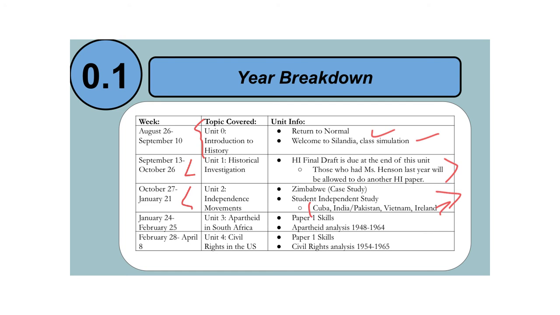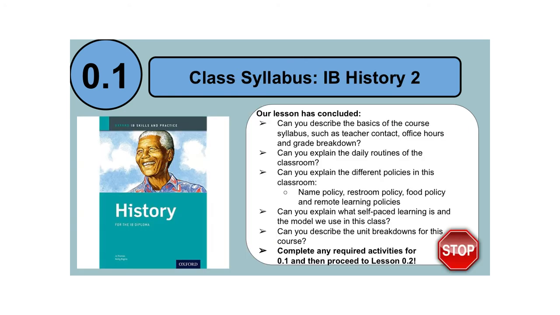And then at the end of the school year, our second semester, we're going to do our final 2 topics, which are both paper 1 topics. Apartheid in South Africa is what we will start with in January into February, and then February into April, we will end the school year with civil rights. And then, of course, we will jump right into review for IB exams after that. So there you have it.